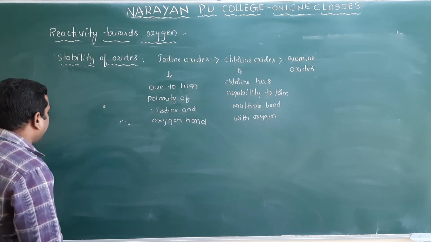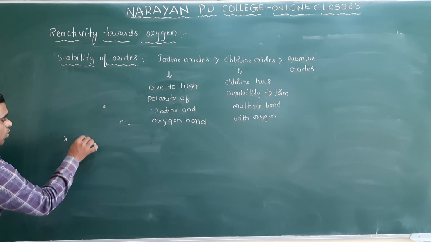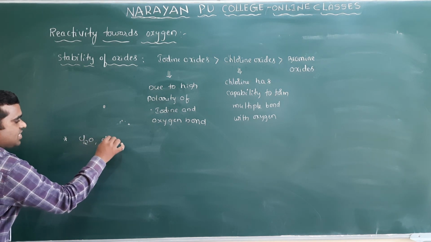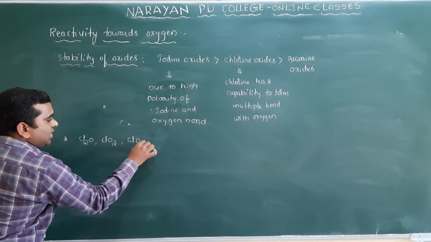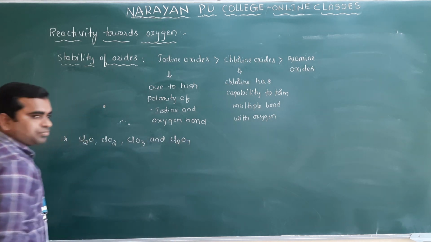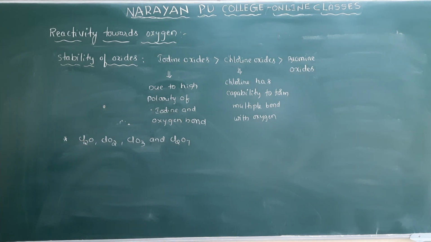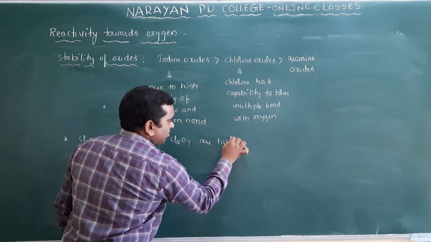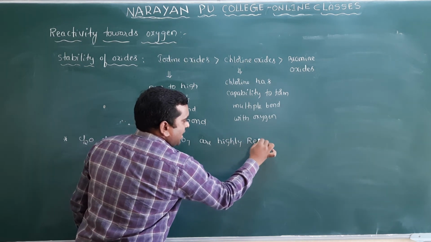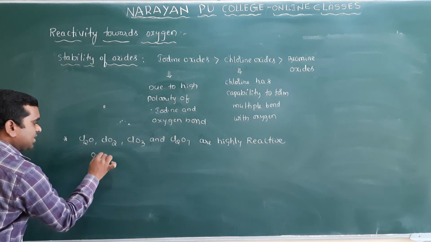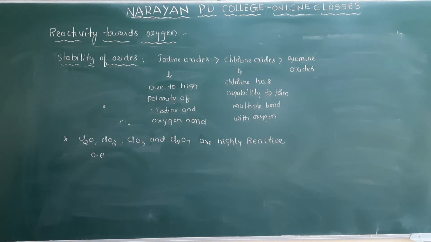What are the chlorine oxides we have written in the table? Cl2O, ClO2, ClO3, and the last one, Cl2O7. All of these are highly reactive oxidizing agents.